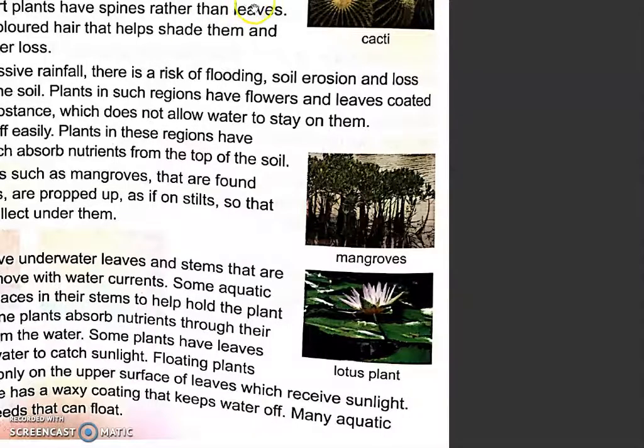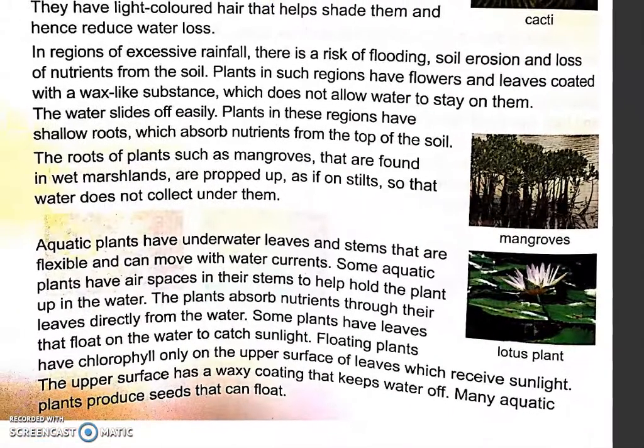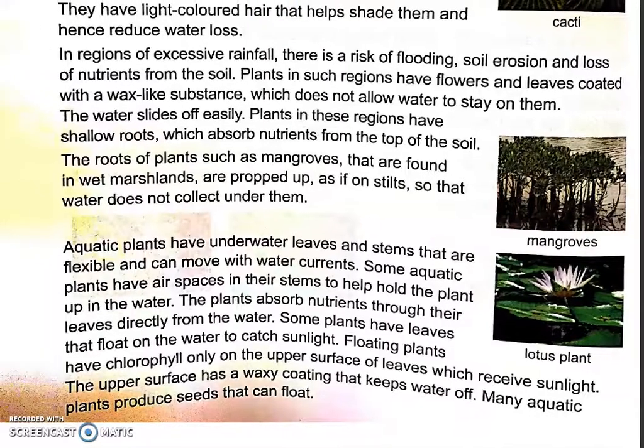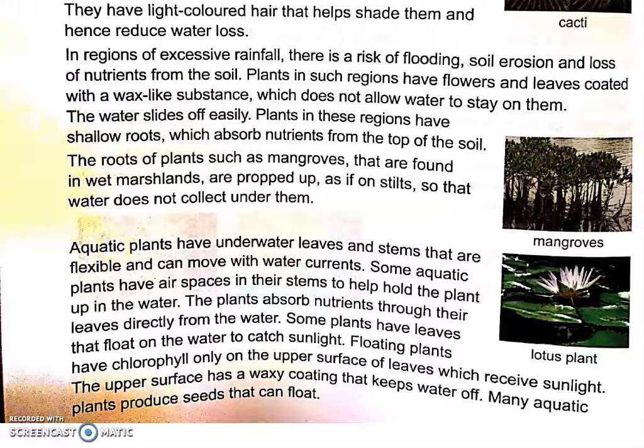Now, let's talk about aquatic plants. Aquatic plants have underwater leaves and stems that are flexible and can move with water currents. Some aquatic plants have air spaces in their stems to help hold the plant up in the water. The plant absorbs nutrients through its leaves directly from the water. Some plants have leaves that float on the water to catch sunlight. Floating plants have chlorophyll only on the upper surface of leaves, which receives sunlight. The upper surface has a waxy coating that keeps water off. Many aquatic plants produce seeds that can float.